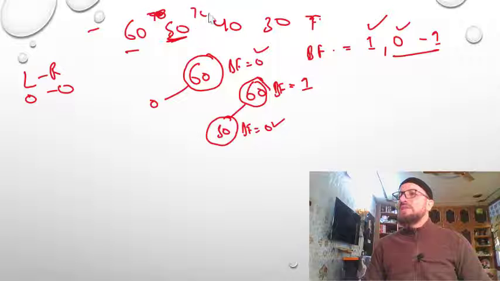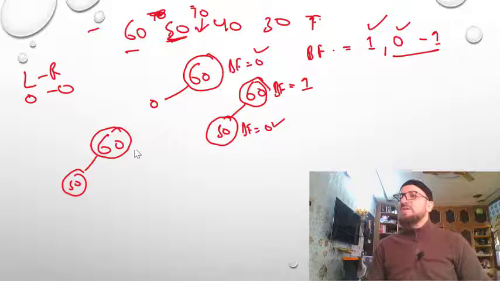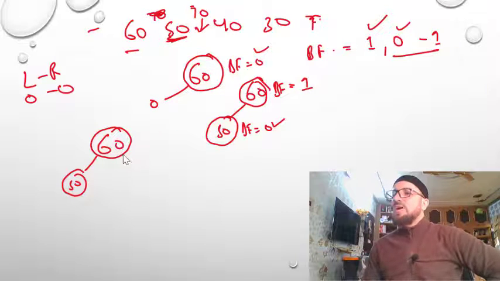Let me put the 70 here. So this is 60 here, and 50 is also already here with its balance factor. Now I am putting 70. 70 is greater than 60. Where will it go? It will go to the right of 60. So it will go here.